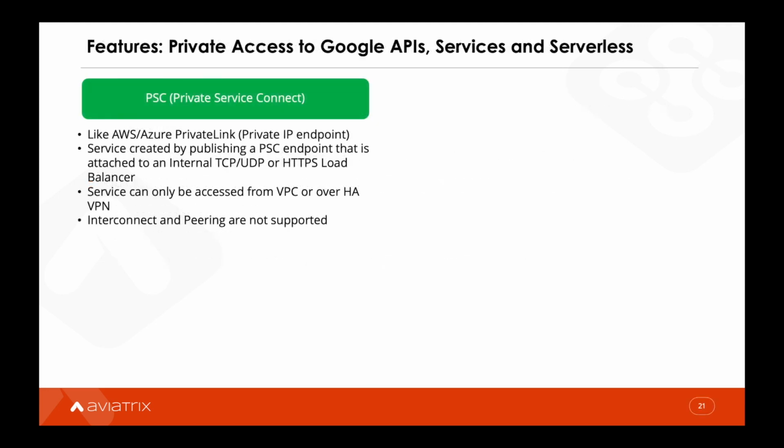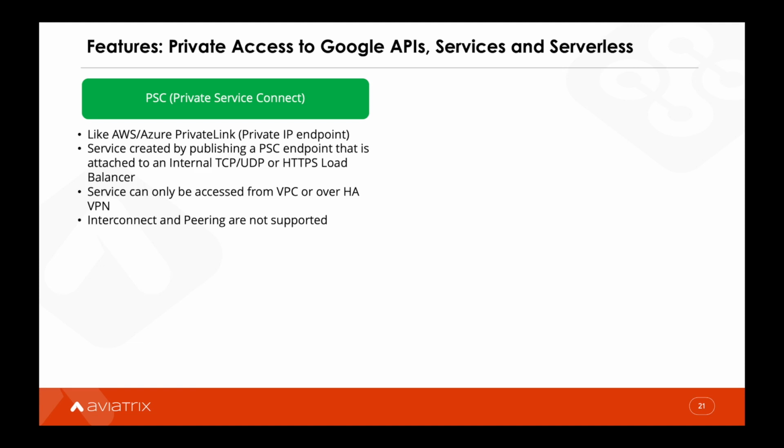There are different features given to you by Google in order to achieve that requirement. The first one and the most important one to remember is PSC, Private Service Connect. This is like AWS or Azure Private Link, which provides a private endpoint that you see in your VPC, and then there's a private IP address that you can connect to and consume services this way.